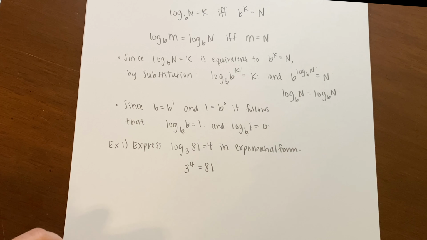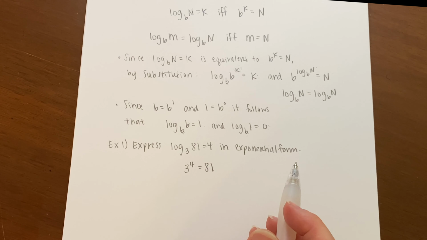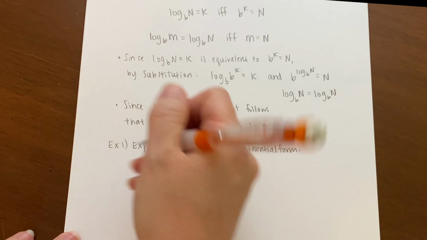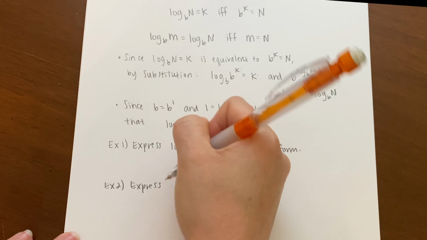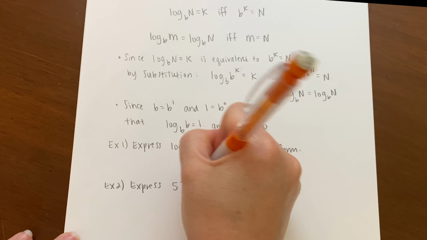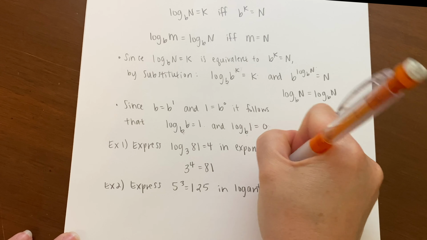This one is easy to check because it makes the most sense to our brains because this is what we're used to. We're used to exponential form. 3 to the 4th equals 81. Yes, we know that. If we weren't quite sure, we can verify that on a calculator. That feels comfortable to us. Moving the other way feels a little less comfortable, but you'll get used to it if you practice. So let's go the other way. Express 5 cubed equals 125 in logarithmic form.